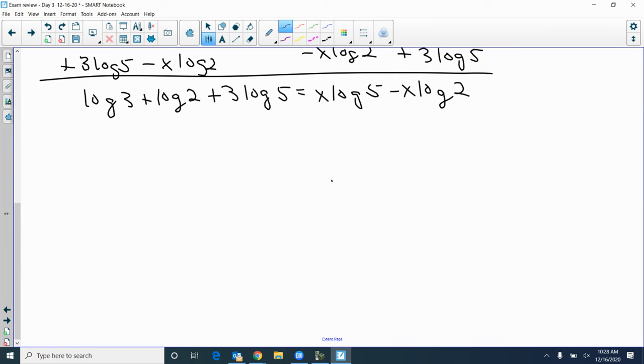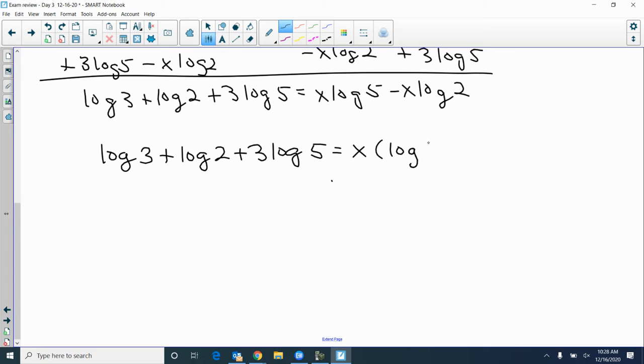Factor out your x. So that's going to stay the same. Log of 3 plus log of 2 plus 3 log of 5 equals x times log of 5 minus log of 2.